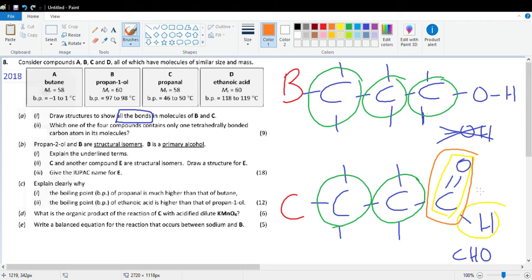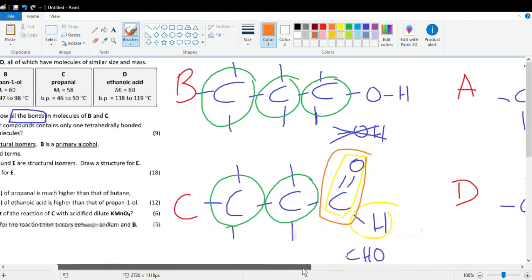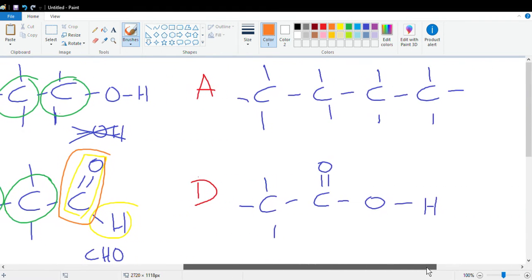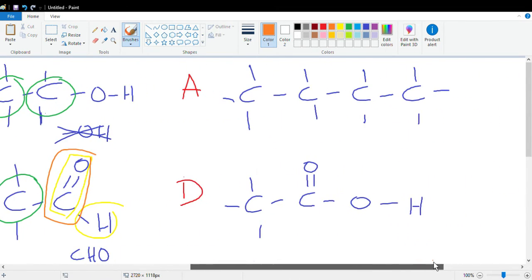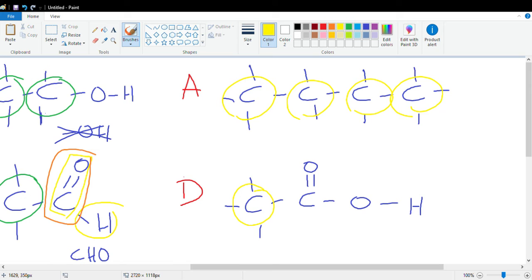So anything with a double bond is going to be planar. I've also drawn out A and D over here. A is butane and D is ethanoic acid. If we just go through those again, that's going to be tetrahedral, tetrahedral, tetrahedral, tetrahedral. So you have 4 there. Here, this is tetrahedral, and our planar carbon here is planar because it has a double bond. So our orange ones there are planar.